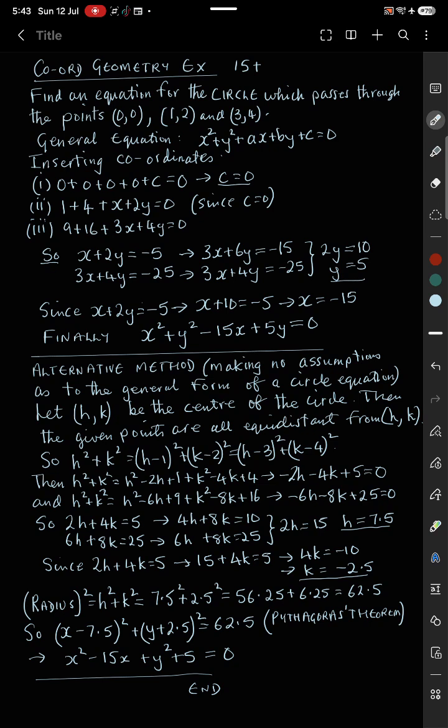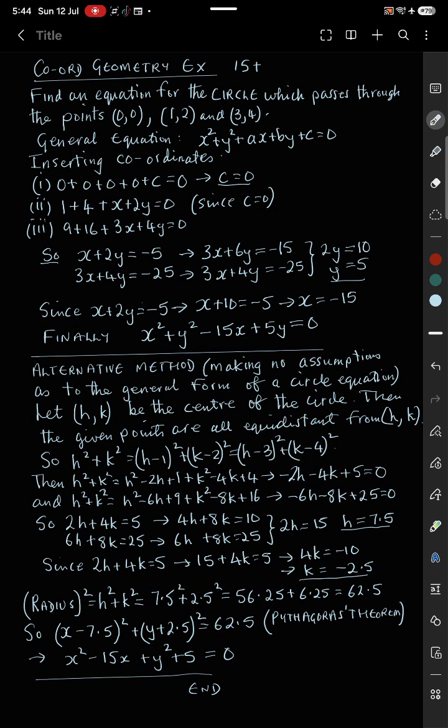If we double the first one throughout, we get 4h plus 8k equals 10. And the second equation we leave alone is 6h plus 8k equals 25. And by subtraction, we get 2h equals 15. So h equals 7.5. And since 2h plus 4k is 5, we have 15 plus 4k is 5. Means 4k is minus 10 and k is minus 2.5.